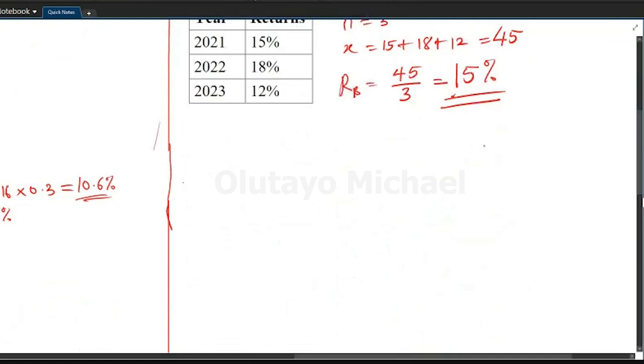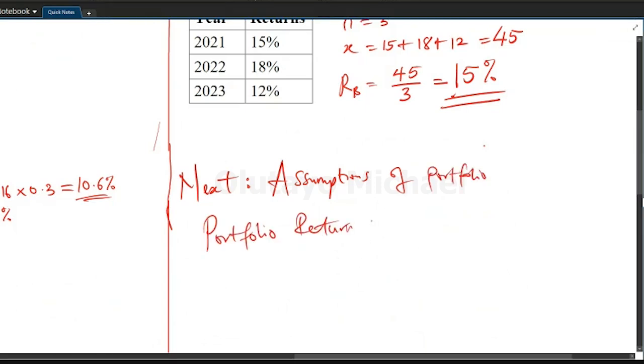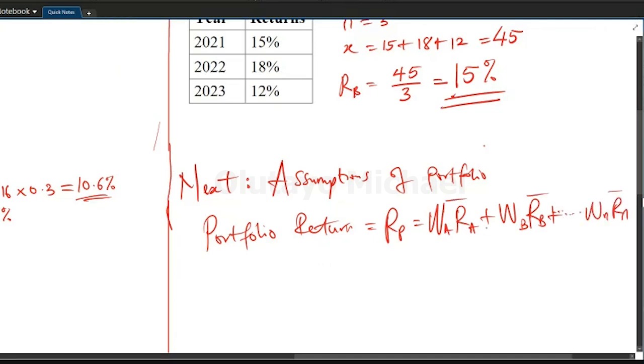So in our next class, we'll be looking at assumptions of portfolio theory while we examine portfolio return. This portfolio return is computed as RP, which is weight of A times the return of A, plus weight of B times the return of B, plus weight of n times the return of n. This will be treated in the next video, which is linked to this.